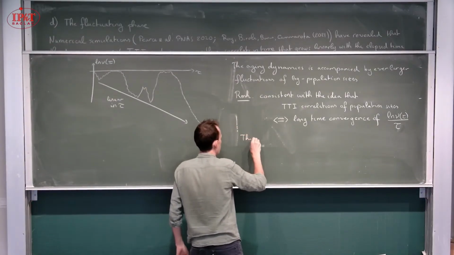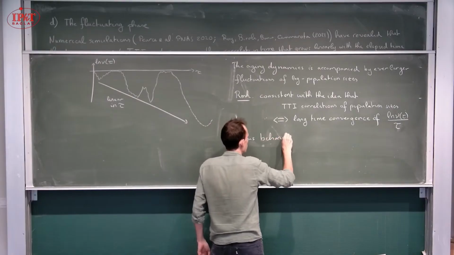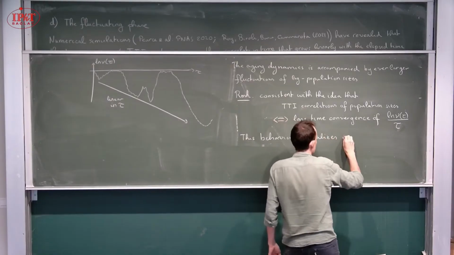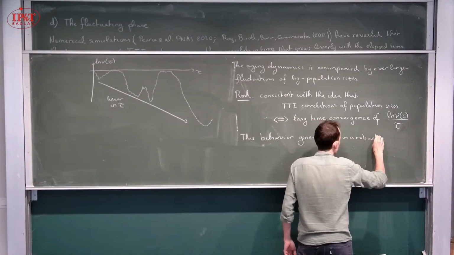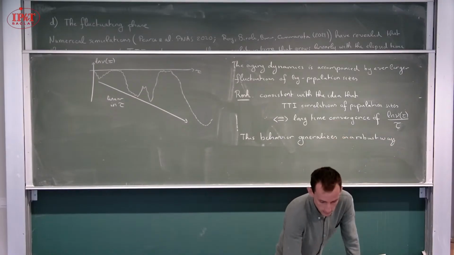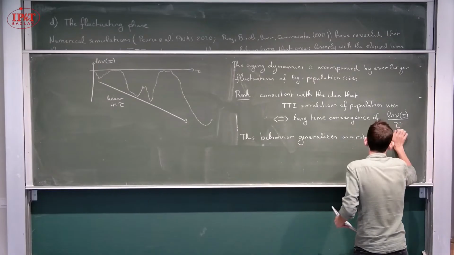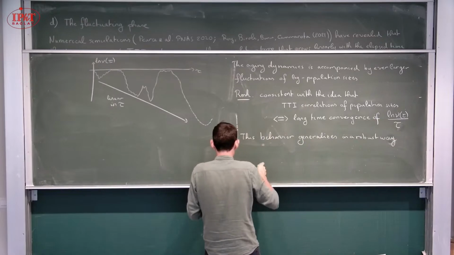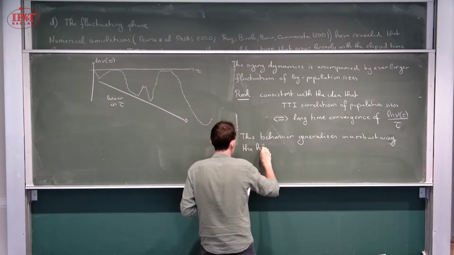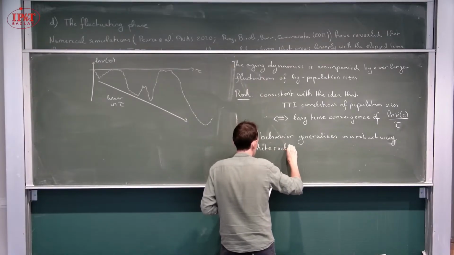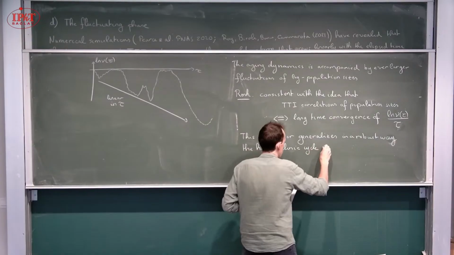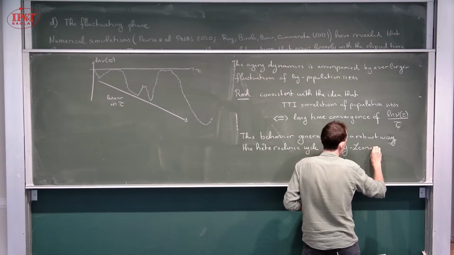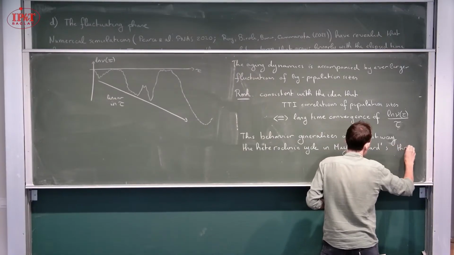And so maybe I can say that this behavior generalizes, and I'll be a bit more explicit later, in a robust way, the heteroclinic cycle in the May-Leonard 3-species model.